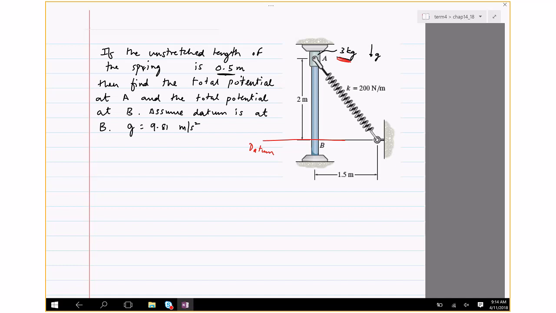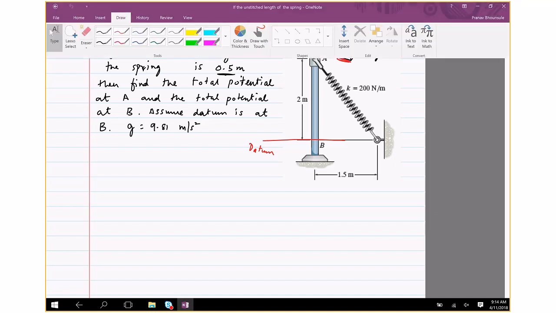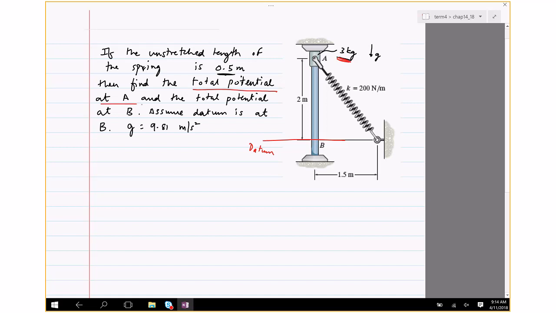Okay, if the unstretched length of the spring is 0.5 meters, then find the total potential at A and the total potential at B. Assume datum is at B. What I forgot to mention is that the particle moves from A to B. Normally you will not be given a datum, but in this case I have intentionally put a datum and asked you to find the potential, because you cannot find a potential, especially the spring potential, unless you have a datum, right?